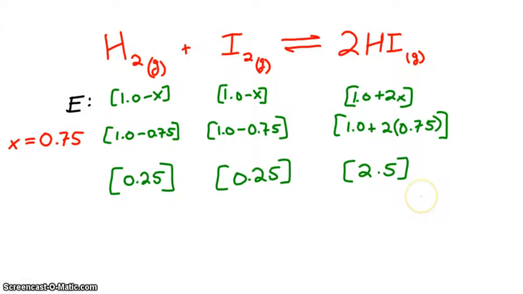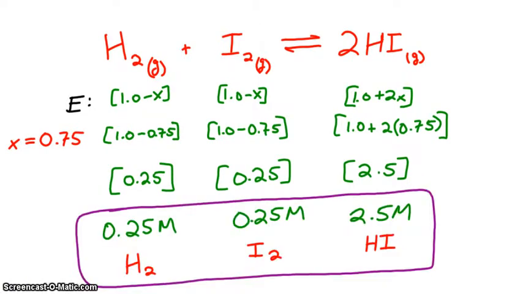calculating. You'll then determine that the equilibrium concentration of H2 is 0.25 molar, the equilibrium concentration of I2 is 0.25 molar, and the equilibrium concentration of HI is 2.5 molar. Questions?